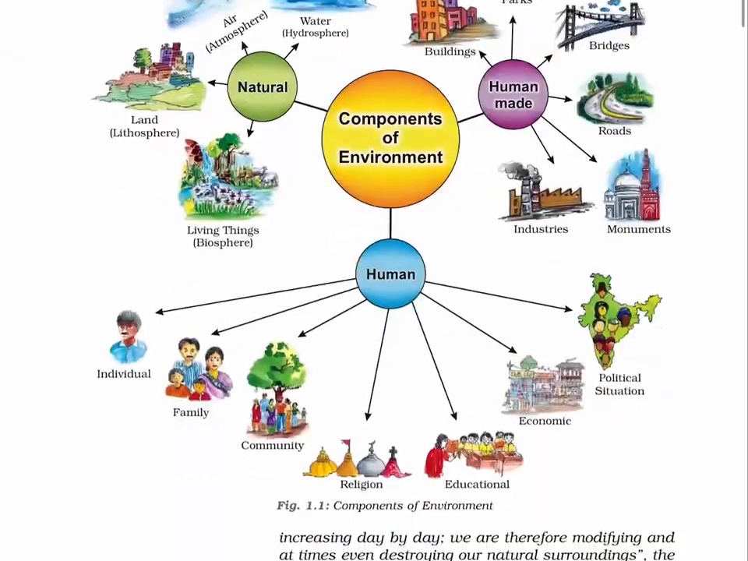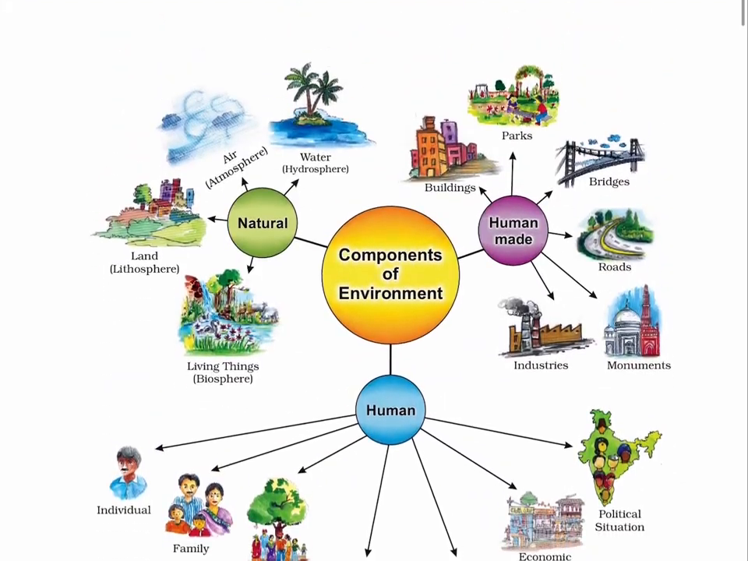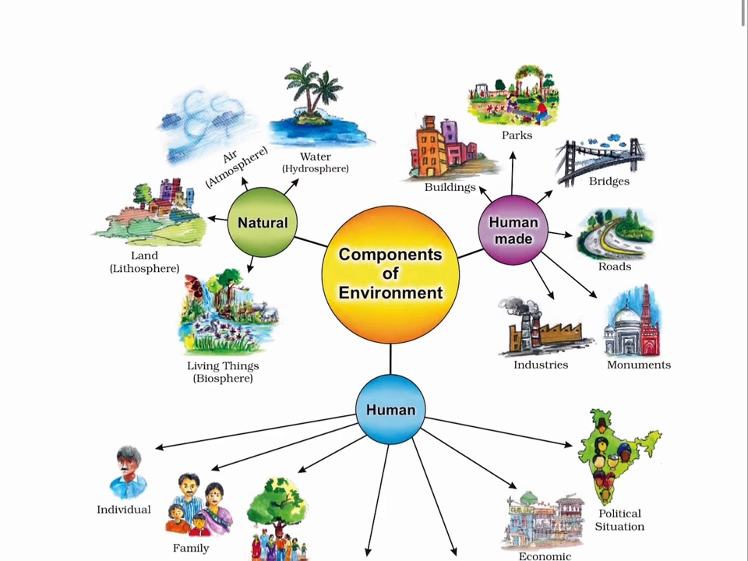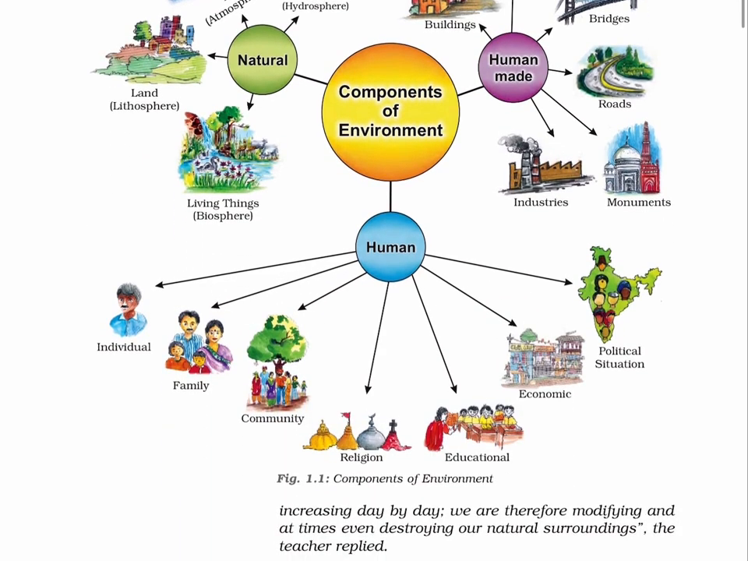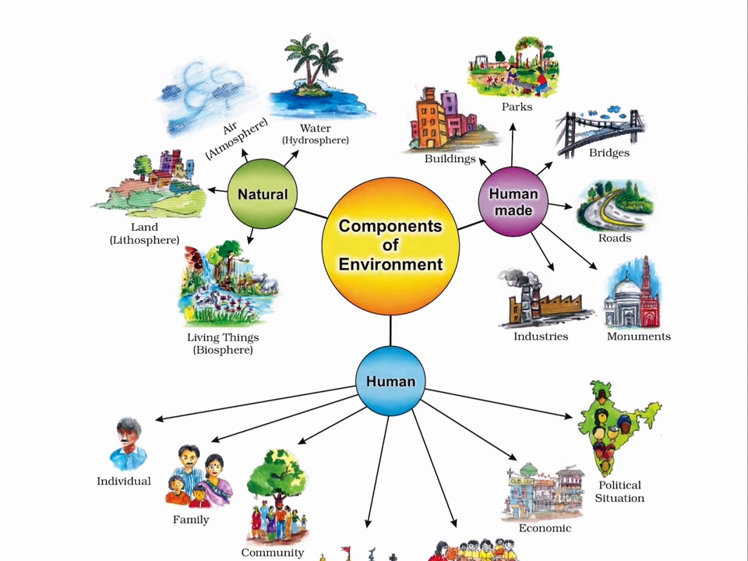Page 2. On the page we have a big picture of components of environment. We have different dimensions of it. All of these are marked in circular ball-like shapes. In the center is, of course, the main topic, components of environment, and 3 balls signifying natural, human-made, and human. For all of them we have then the respective categories.